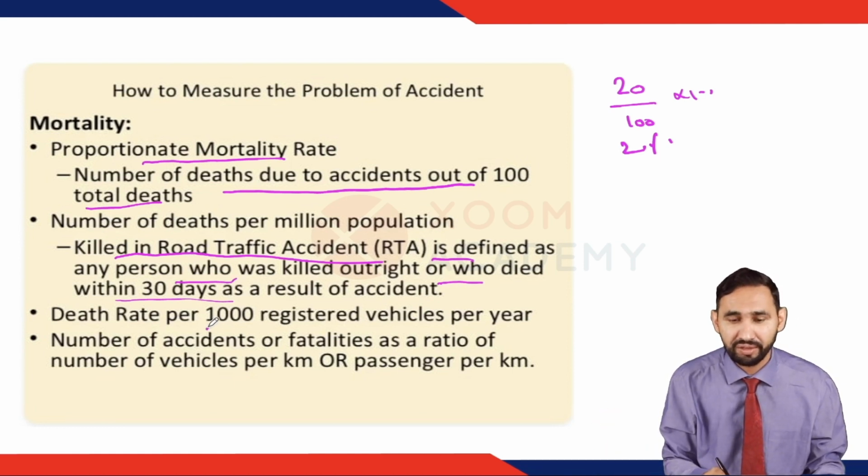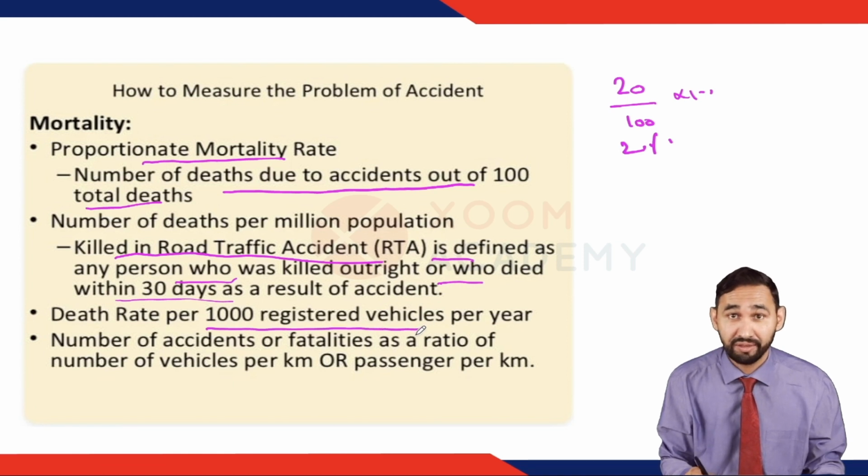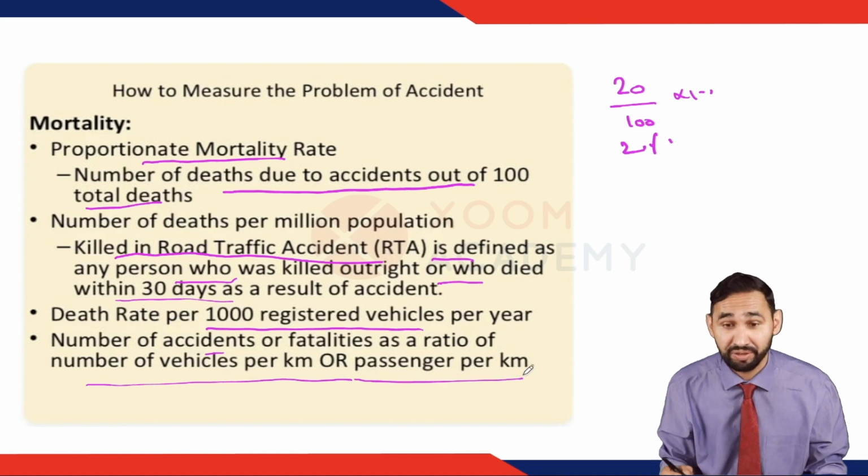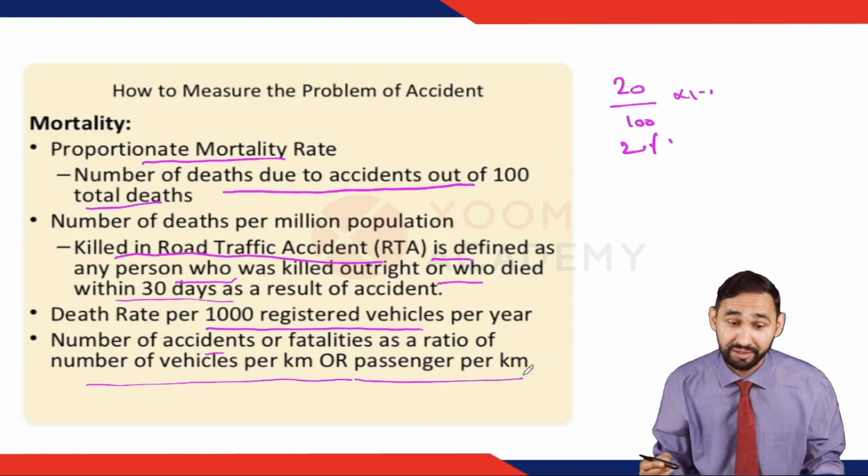Death rate per thousand registered vehicles: as the number of registered vehicles is increasing, deaths are also increasing. It is the number of accidents or fatalities as a ratio of the number of vehicles per kilometer or passengers per kilometer. When a person rides a bike or a car, vulnerability to accident increases.